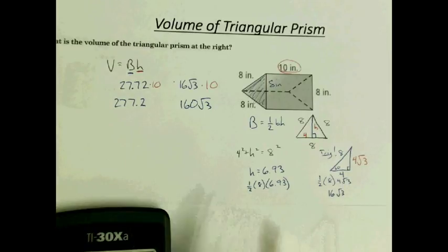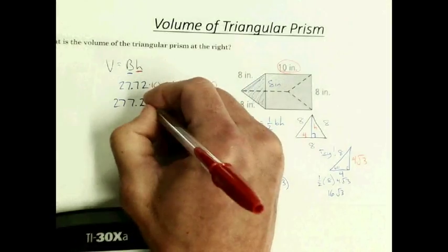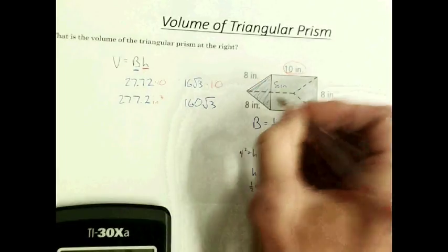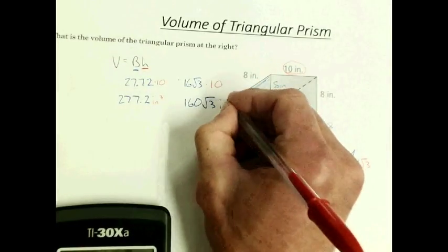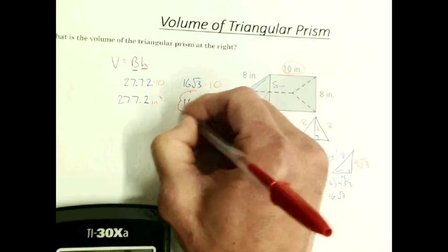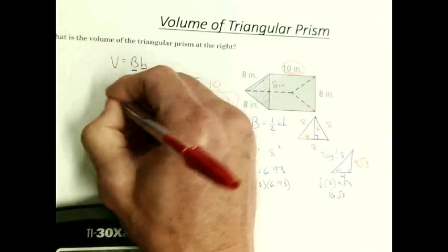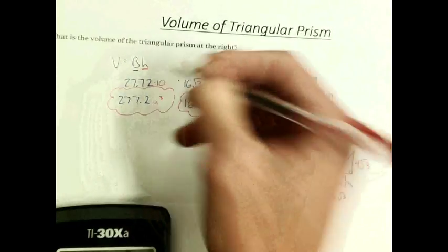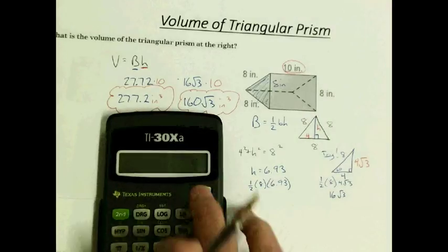So in one case, when we're rounding, it's cubic inches with a decimal. In the other case, we're using exact values. It's cubic inches with exact values. So either way, we are using good units of measure, and it turns out to be the same.